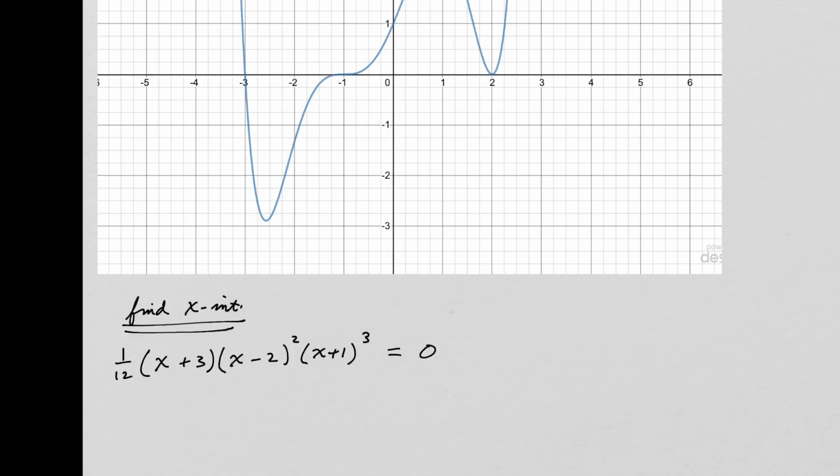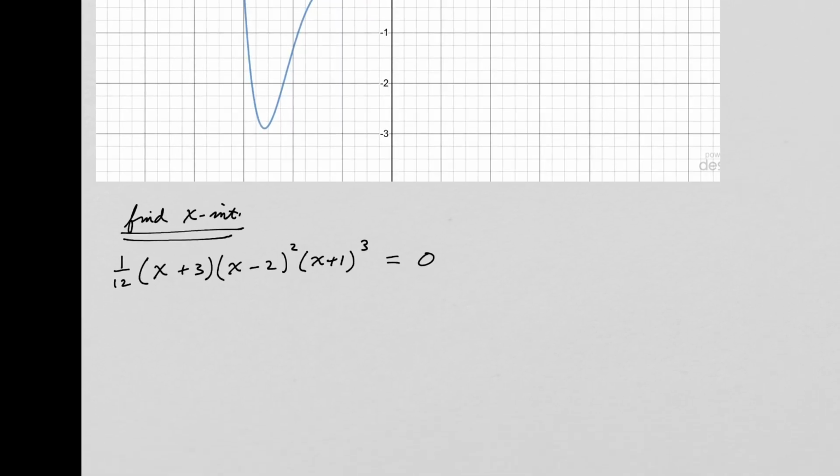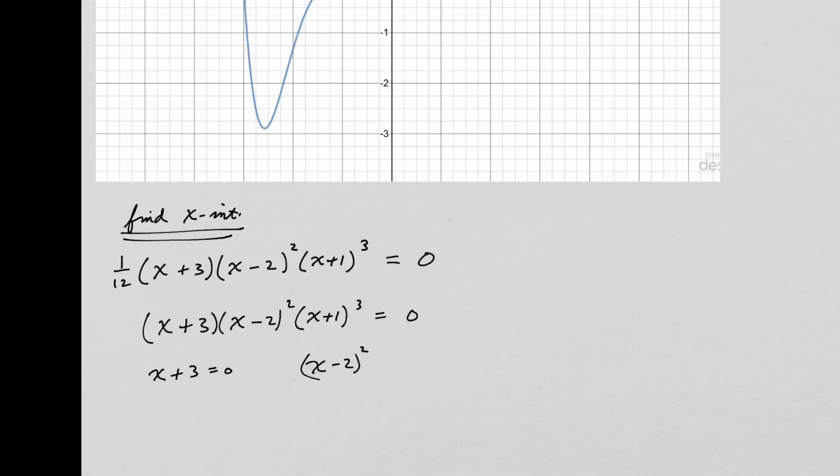So the first thing I could do is multiply both sides by 12, right? So the 1/12 doesn't even matter. Really, you could write this as x plus 3 times x minus 2 squared times x plus 1 cubed equals 0. You multiply both sides by 12 and it gets rid of the 1/12. Then notice, in order for this to be true, one possibility is that x plus 3 could equal 0. Another possibility is x minus 2 squared could equal 0. Another possibility is x plus 1 cubed is equal to 0.